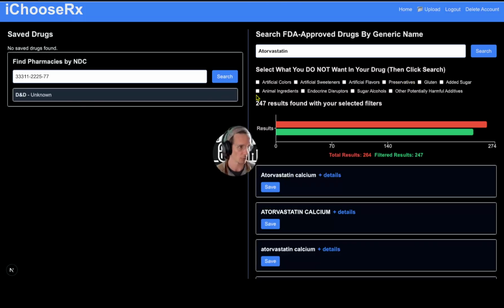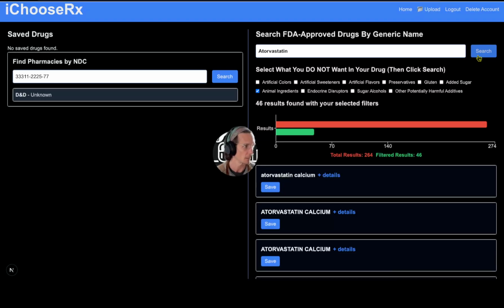No animal ingredients. This one is mainly for lifestyle, but there are 218 taken off here. That's a lot, right? Some versions of Atorvastatin, well, a lot of them, contain gelatin or most likely lactose monohydrate, which is derived from animal sources, lactose, milk.